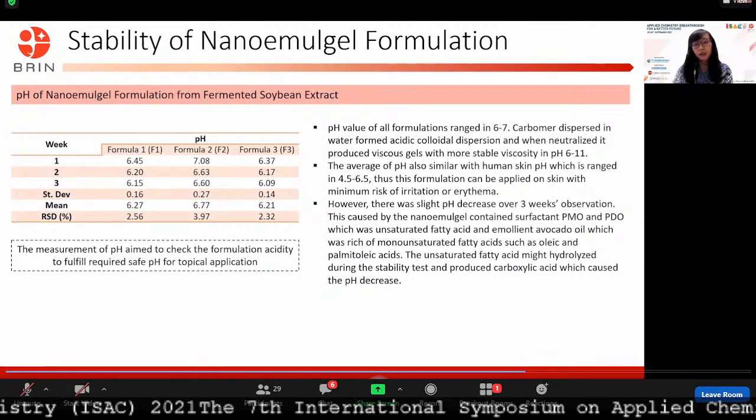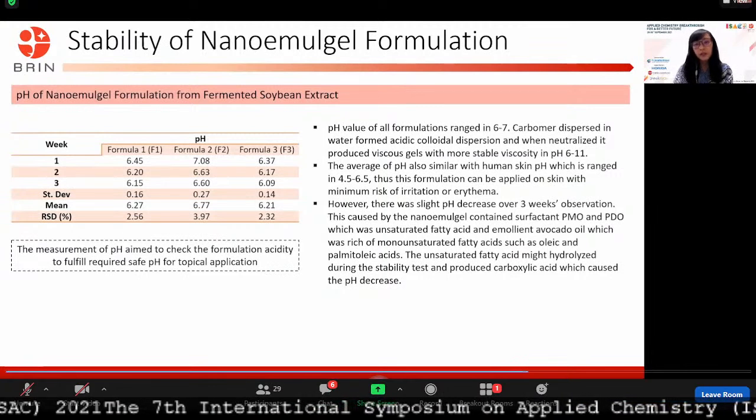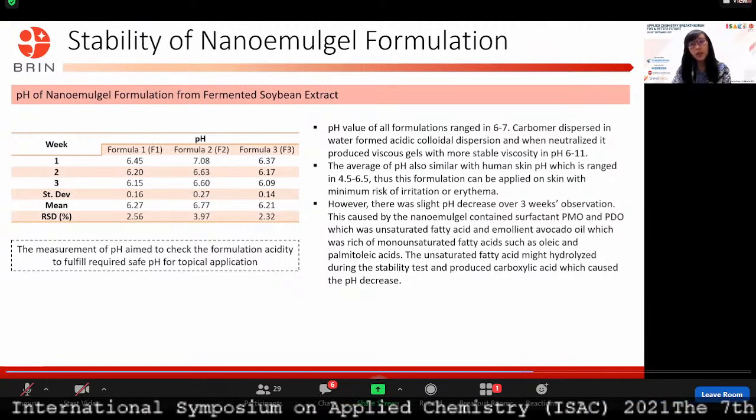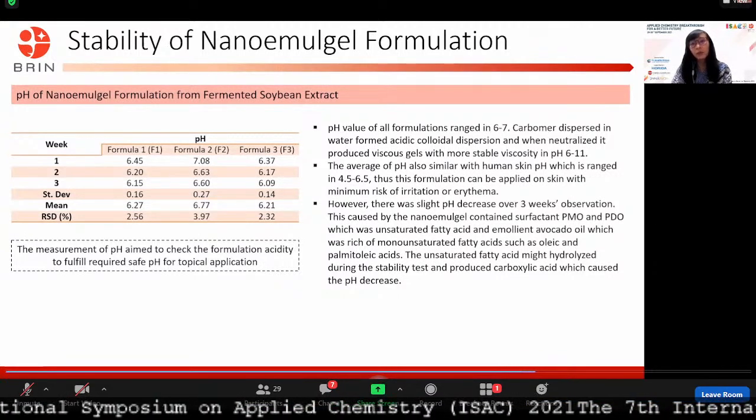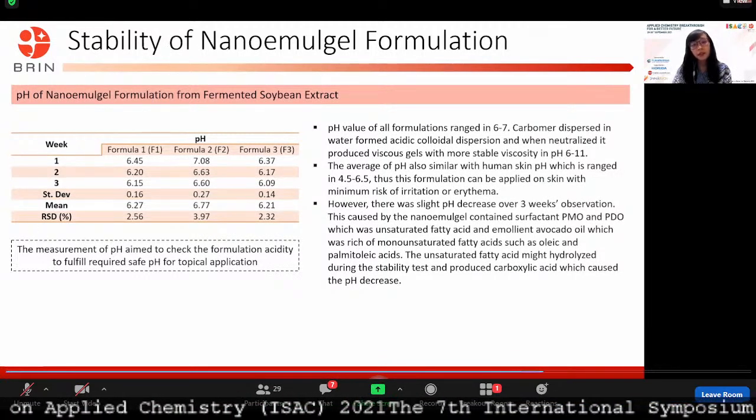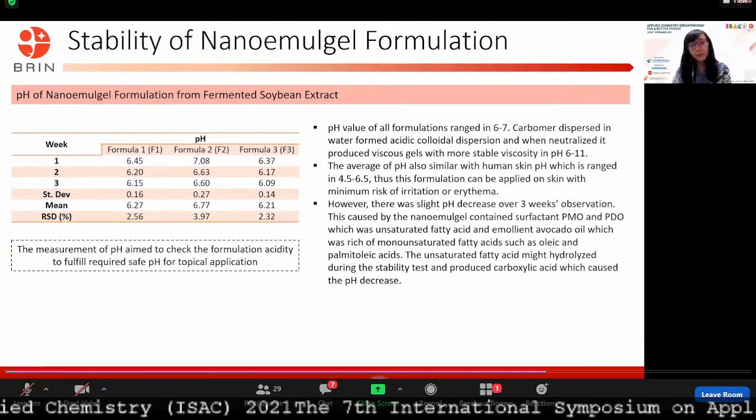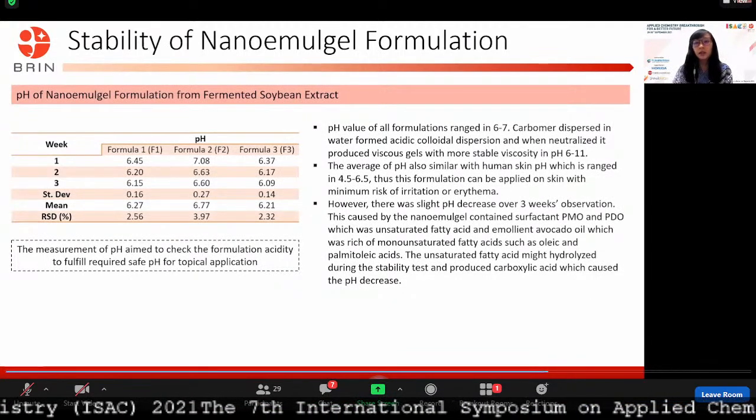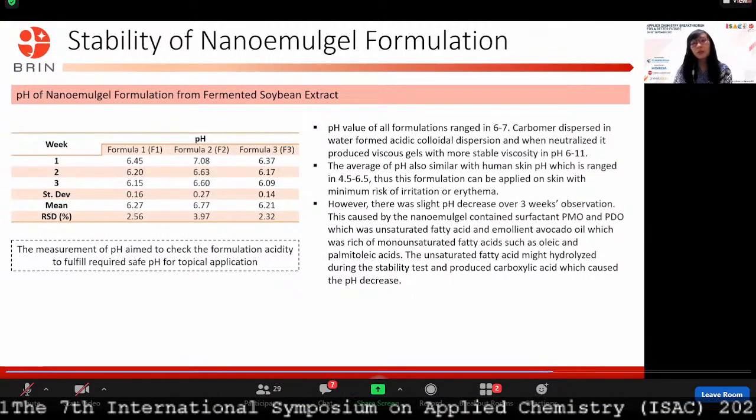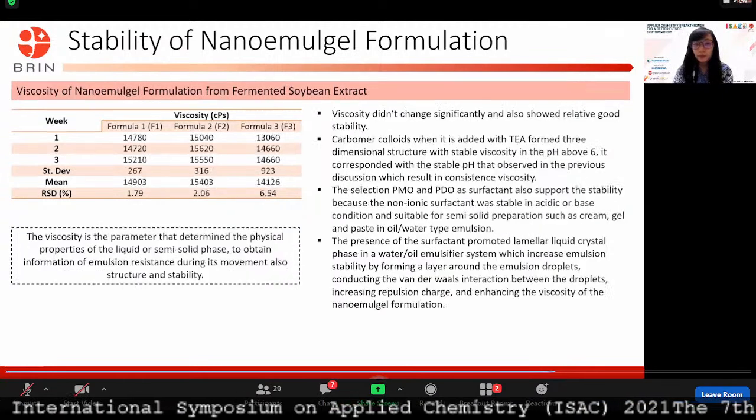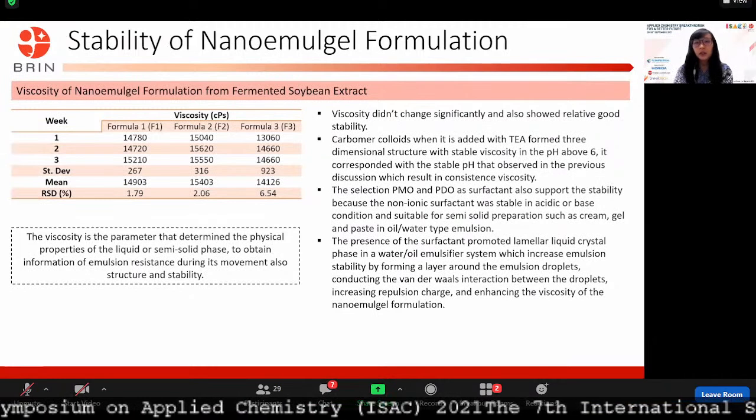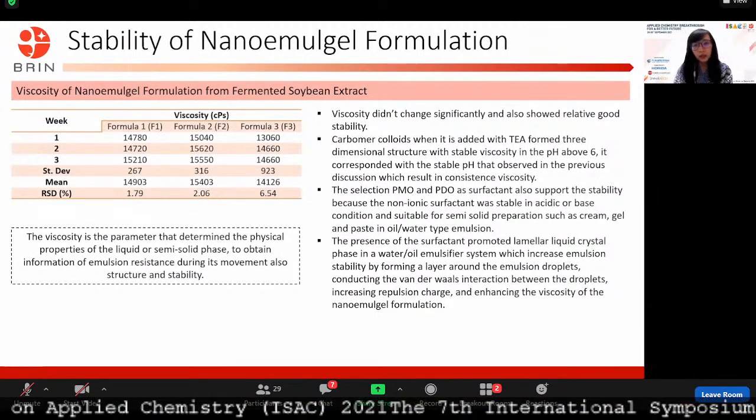However, there was a slight pH decrease over the 3 weeks of observation. This was caused by the nanoemulgel containing the surfactants PMO and PDO, which are unsaturated fatty acids, and the emollient avocado oil, which is rich in monounsaturated fatty acids such as oleic and palmitoleic acid. The unsaturated fatty acids might hydrolyze during the stability test and produce carboxylic acid, which caused the pH decrease. This is the viscosity. The viscosity did not change significantly and also showed relatively good stability.